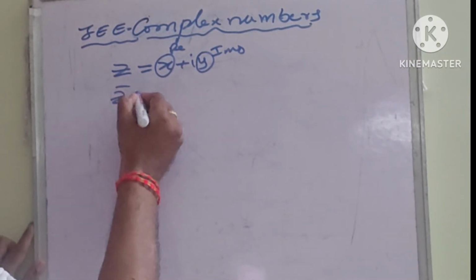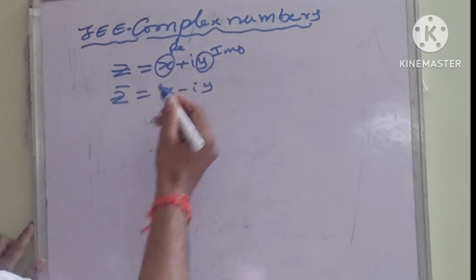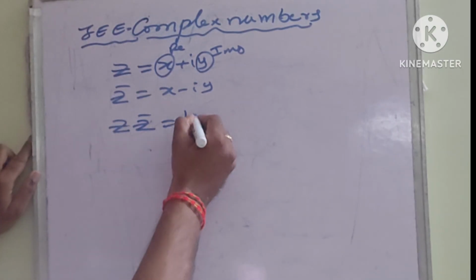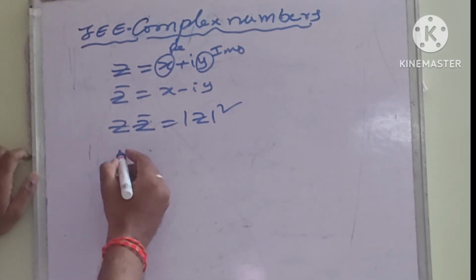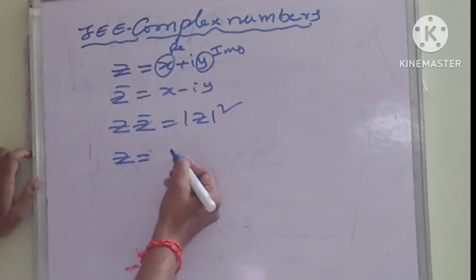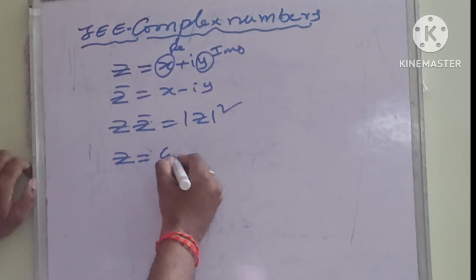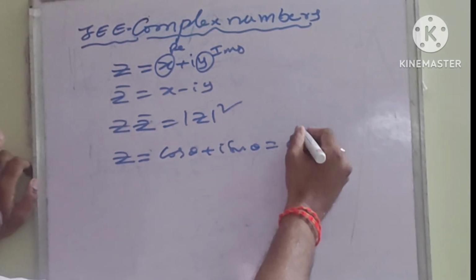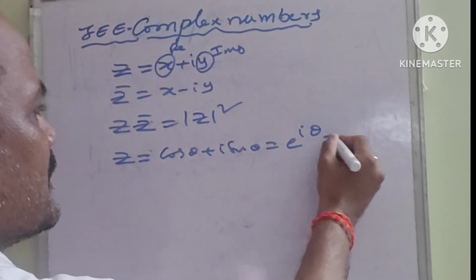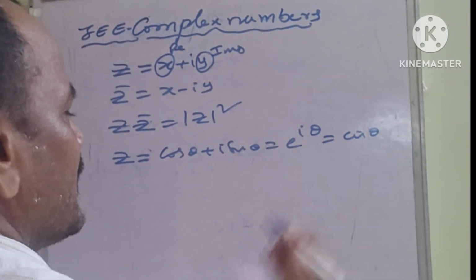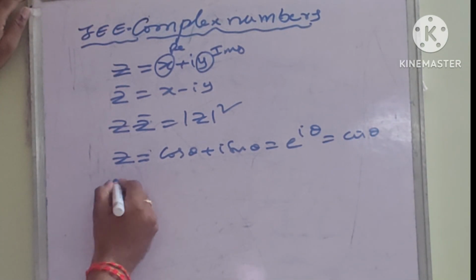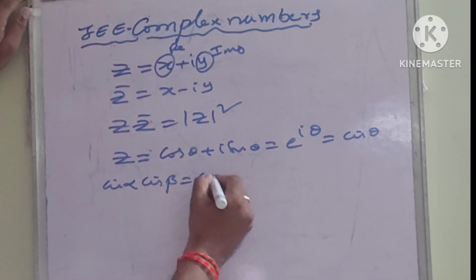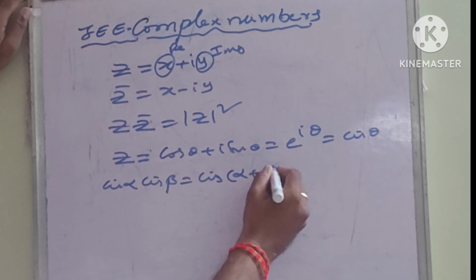Now z bar is equal to x minus iy. Here z times z bar is equal to mod z square. Now the argument is theta, so z is equal to cos theta plus i sin theta. This is e power i theta. So this is cis theta. Now cis alpha times cis beta is equal to cis of alpha plus beta.